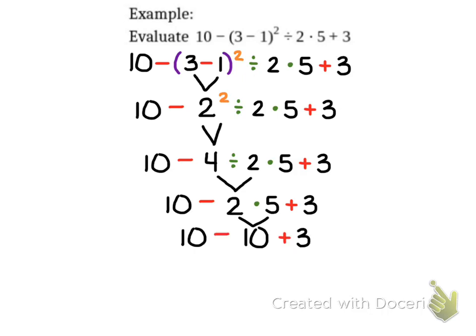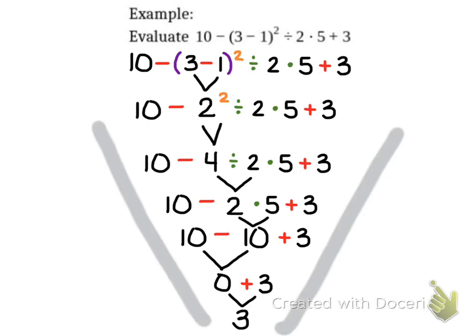And then now all we have is addition and subtraction, but in this case subtraction comes first left to right, so we're going to do 10 minus 10 first. So 10 minus 10 is 0, and then we're going to add 3 at the end, so we have 0 plus 3, so this expression simplifies to 3. If you notice kind of the shape, if you do this correctly, it should kind of get skinnier and skinnier as you go down until you get to your final answer. Okay, great job.